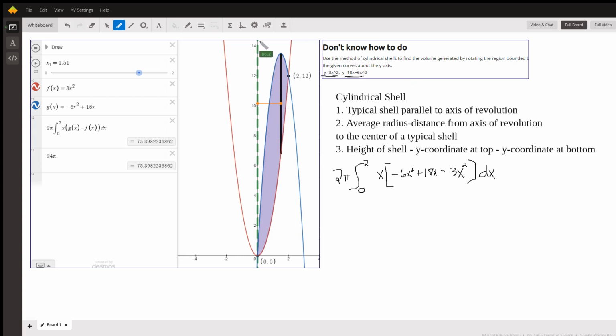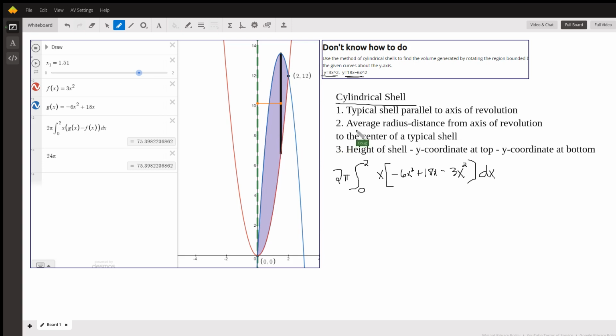We're going to revolve that purple region around the line x equals 0, the y-axis. Okay, and you're told to use the cylindrical shell method. So when you use the cylindrical shell method, you have to know three things. First of all, you have to know that a typical shell is parallel to the axis of revolution. So here's the green dashed line. Here's a typical shell, this black shell right here.